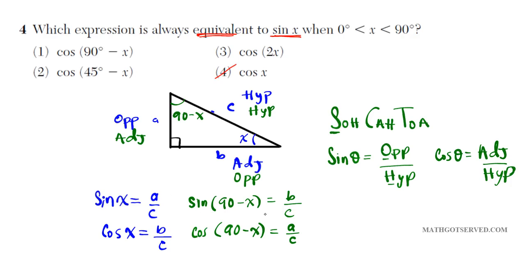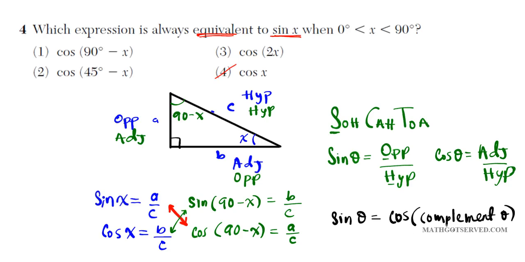Now, take a close look at these ratios that we have right here. Do you see a pattern? Well, what you notice is that sine of x is the same as cosine of 90 minus x. These two are the same. And then, if you look further, you will notice that cosine of x is equal to sine of 90 minus x. They are both B over C. These two are the same. So what's the conclusion here? If you have a right triangle, sine of an angle theta is equal to the cosine of the complement of theta.